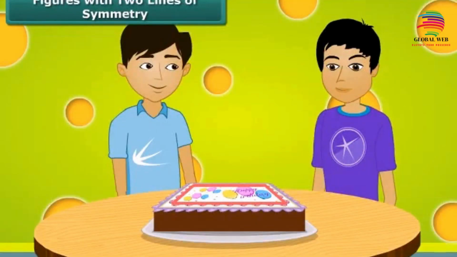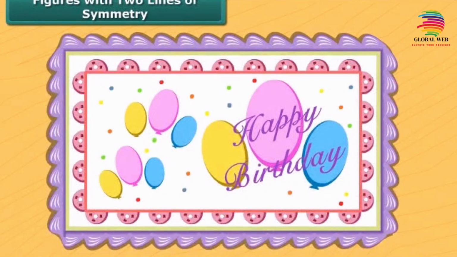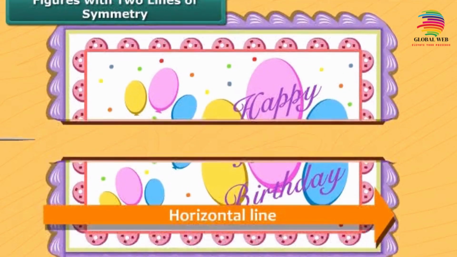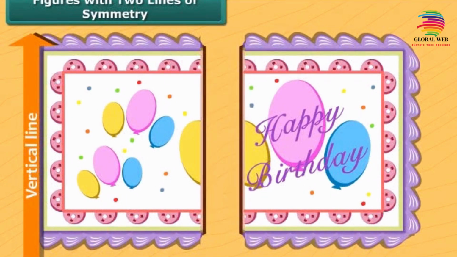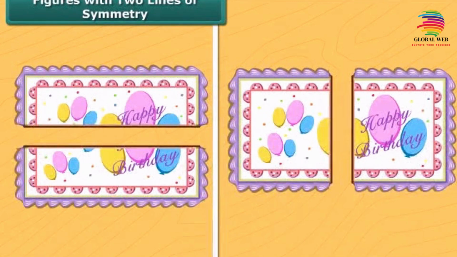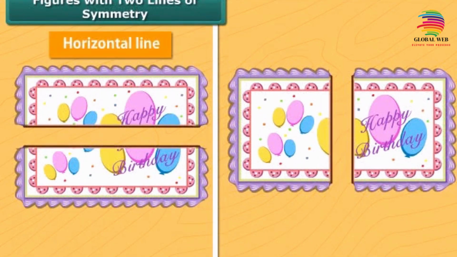Manu and Mrinal have one rectangular cake. Each of them wants exact half of it. The cake can be divided in two ways to give equal halves. Do you want to know how? Let us find out. The cake can be divided along the horizontal line so that its two halves match each other. It can also be divided along the vertical line. So the cake has two lines of symmetry along which it can be divided to give two identical halves. Thus, we can say that a rectangle has two lines of symmetry.